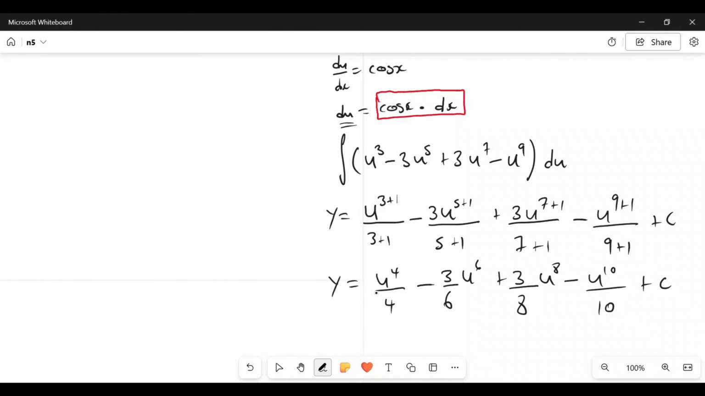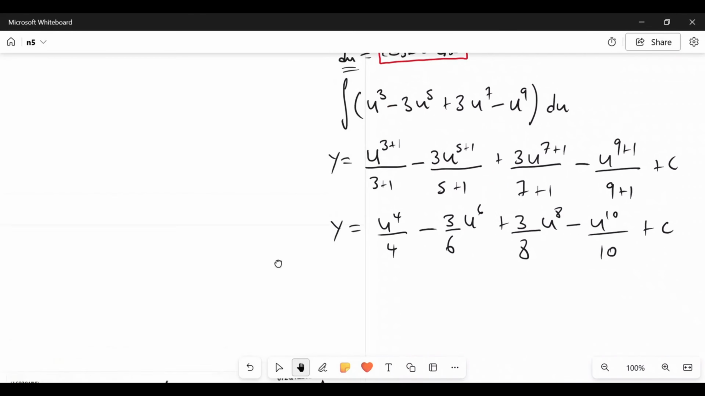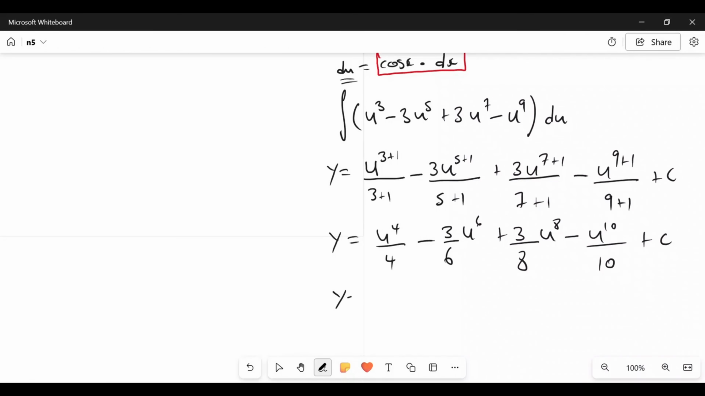Let us not forget that u is the same as sin x. Let's substitute it back. Let me create a space a bit. Let's substitute it back. So y is equal to, wherever there is u, we have to substitute sine. sin⁴x divided by 4. There we go. And then minus, we have 3 divided by 6, this is going to give us 1 over 2, and then u⁶, that is sin⁶x. There we go. Plus 3 divided by 8.